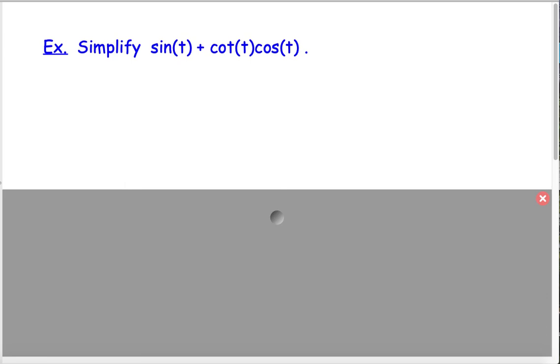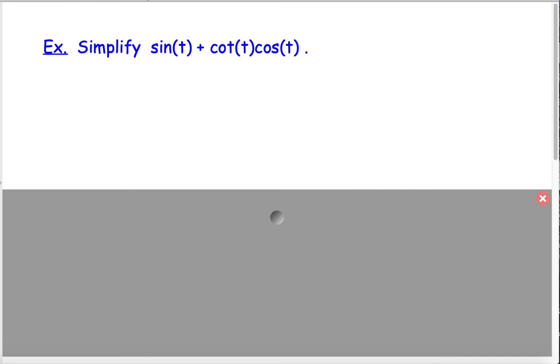Okay, let's simplify sine of t plus cotangent of t times cosine of t. Well, let's see. There's nothing we could factor out like in that first example. One thing I do notice is that I have 3 different functions. So maybe I can try and condense this down to have 1 or 2 functions instead of 3. I also noticed that there's no squared on any of these, so I can't use the Pythagorean identity, at least not yet, because all those dealt with cosine squared or sine squared or tangent squared.